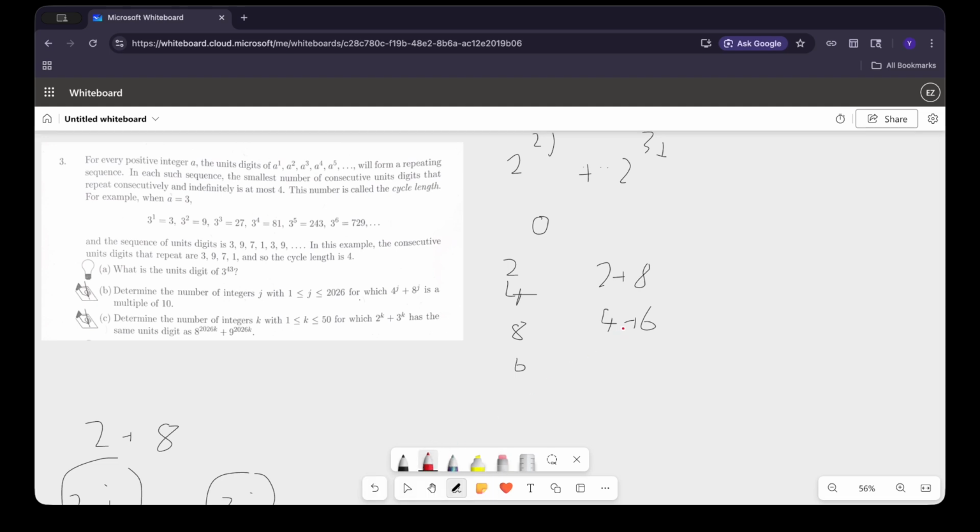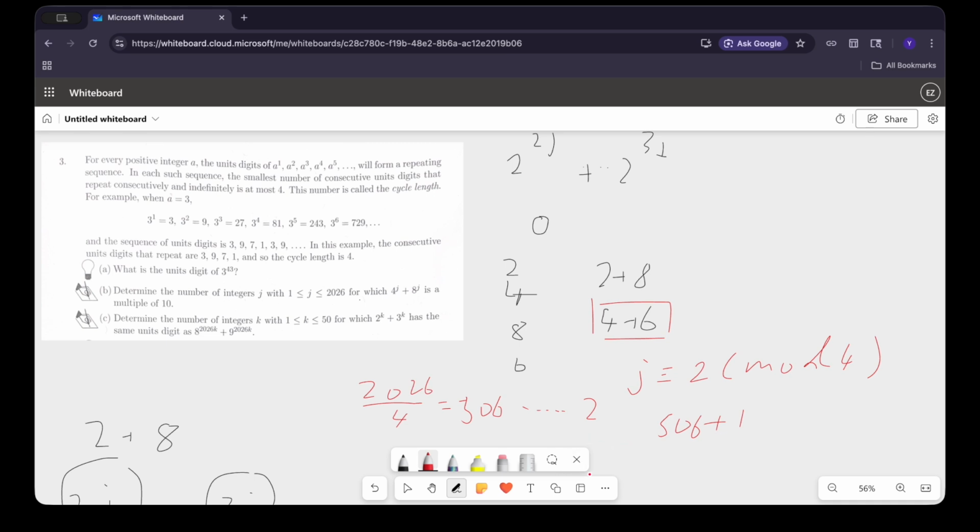After we see the two cases, we see only the 4 plus 6 case works, if and only if j is congruent to 2 modulo 4. Based on this, we do 2026 divided by 4 equals 506 with a remainder of 2. So our final result is 506 plus 1.